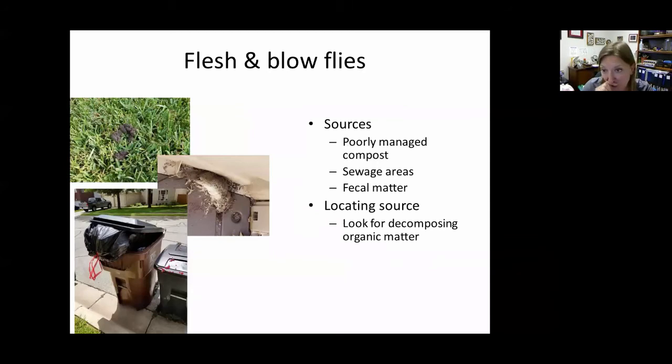So flesh and blowflies can be in pretty much the same areas as houseflies, so you'll definitely want to check things like fecal material, carcasses, garbage, but these can also be in areas like sewage. So along with the flies, they can be in those sewer areas. They can also be in grass clippings that are moist or poorly managed compost. If your compost isn't taken care of properly, then it can lead to fly problems. So you do have to be careful about that occurring.